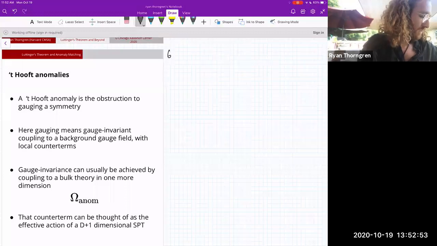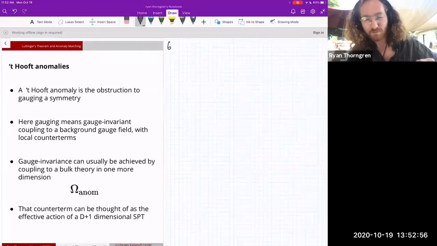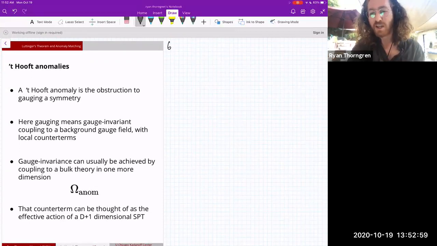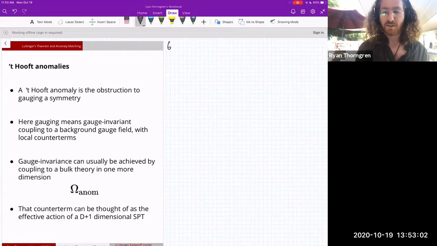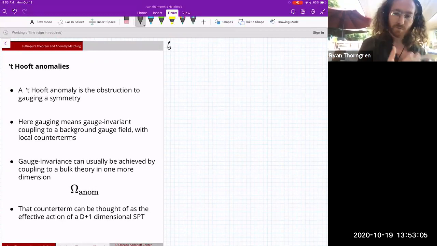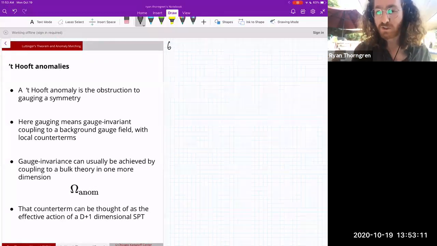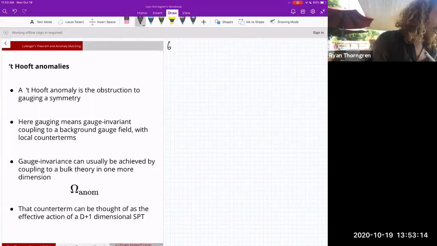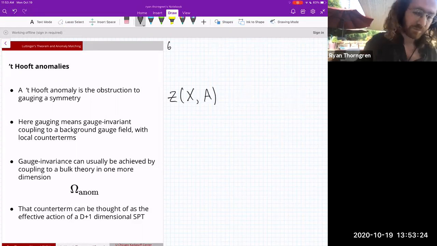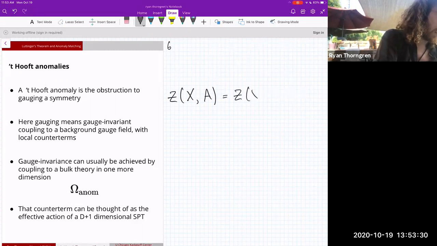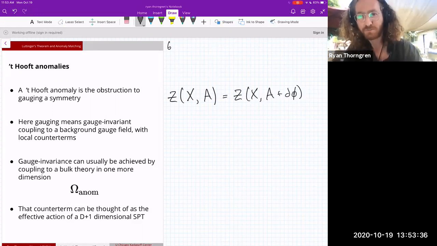Okay. So the best definition of a 't Hooft anomaly is that it's an obstruction to gauging the global symmetry, where gauging means that we take our correlation functions, our partition functions, whatever we have, and we define them also in the presence of a background gauge field. And we want to do so in a way that everything is gauge invariant. So for example, we want to be able to define the partition function on a spacetime with some background gauge field A, such that if we perform a gauge transformation, the partition function doesn't change.